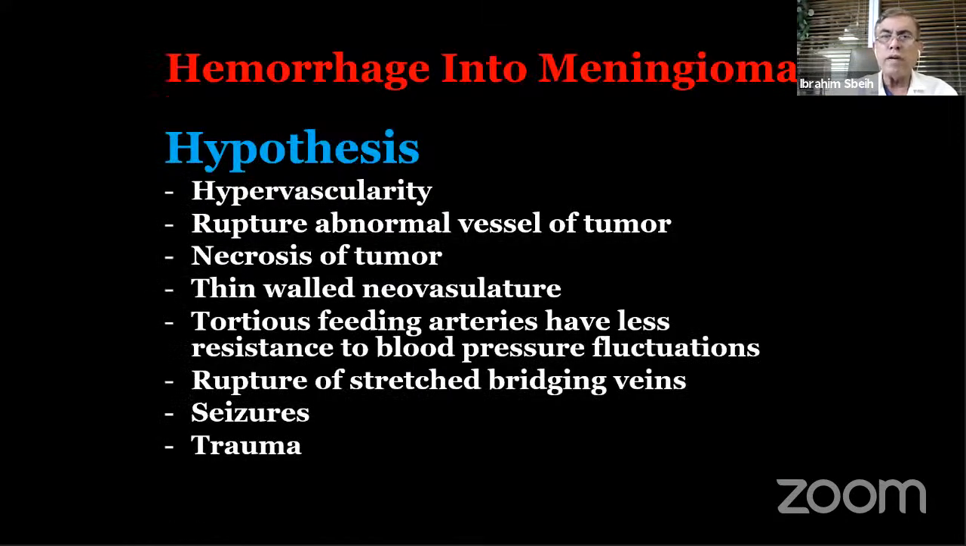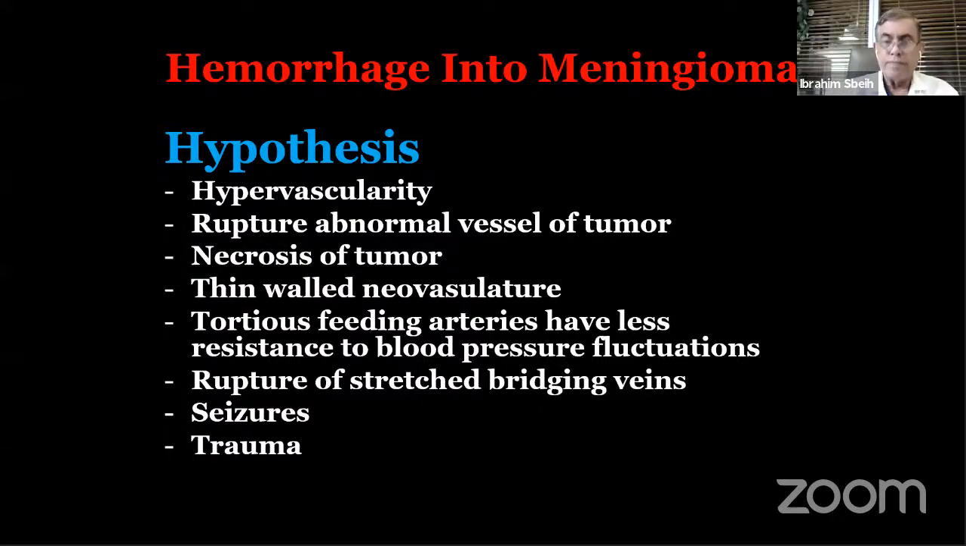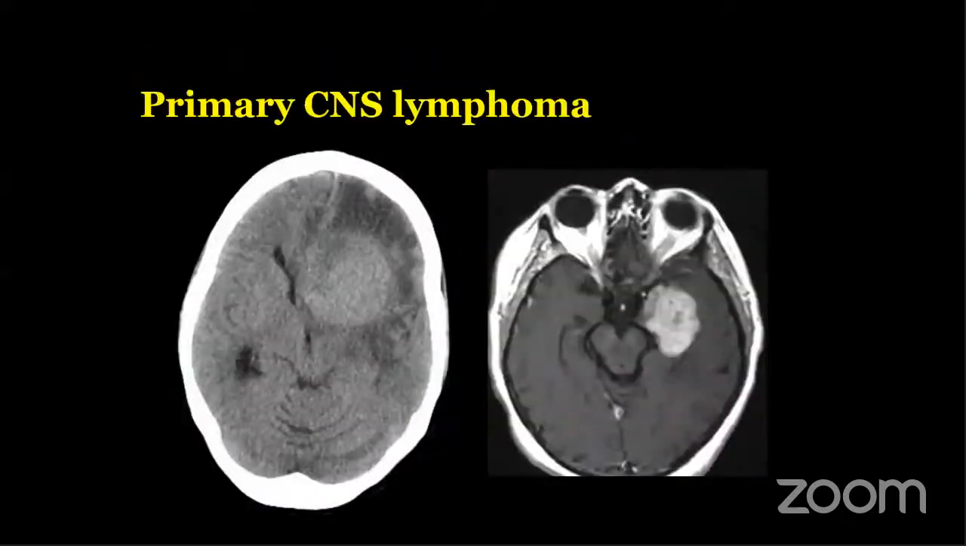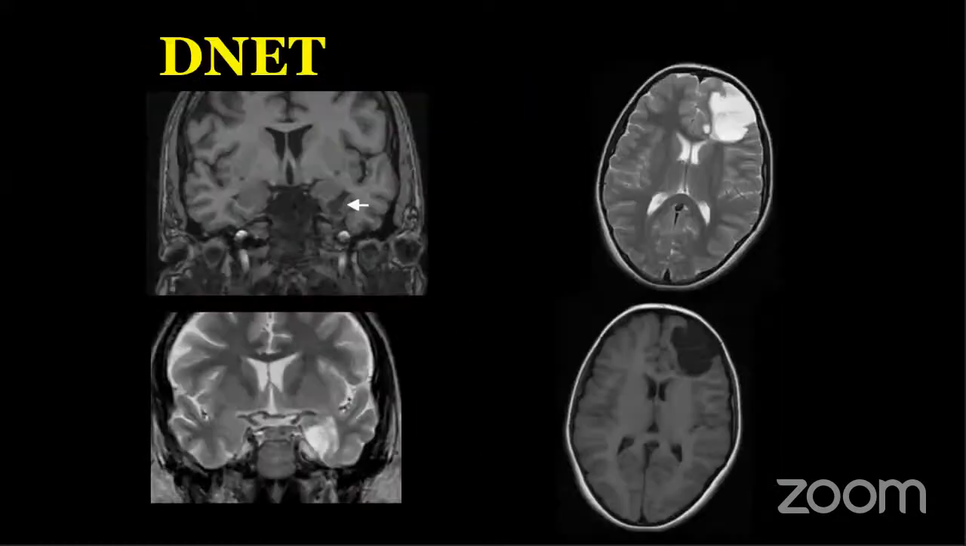So why do we have hemorrhage into meningiomas? How do they bleed? What is the hypothesis behind that? May I have a very quick editorial comment, Professor Smith? Please do. Now, to emphasize the importance of considering underlying pathology whenever a patient presents with a brain hemorrhage.